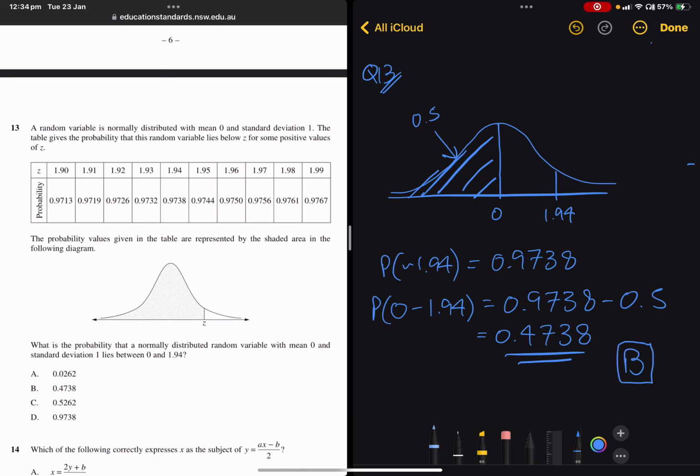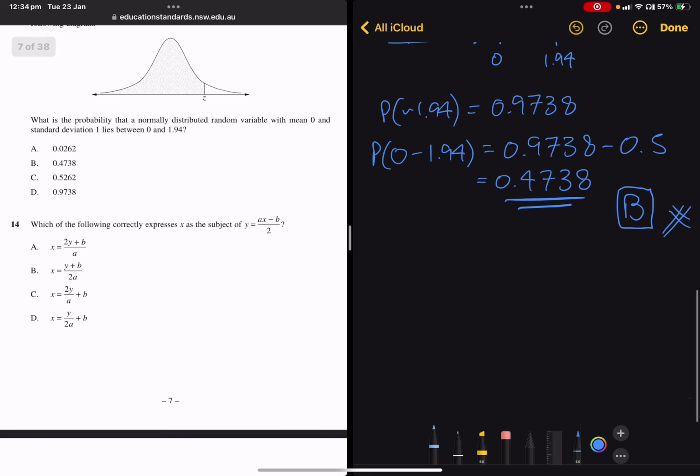It's an incredibly easy question to mess up, because when you look at it, you think, oh, 1.94, 0.97, that's answer D, therefore it's D. No, that's wrong. The question specifies from 0 up to 1.94, not from negative infinity up to 1.94. So you really got to read these questions in order to get them. They're designed to trick you.